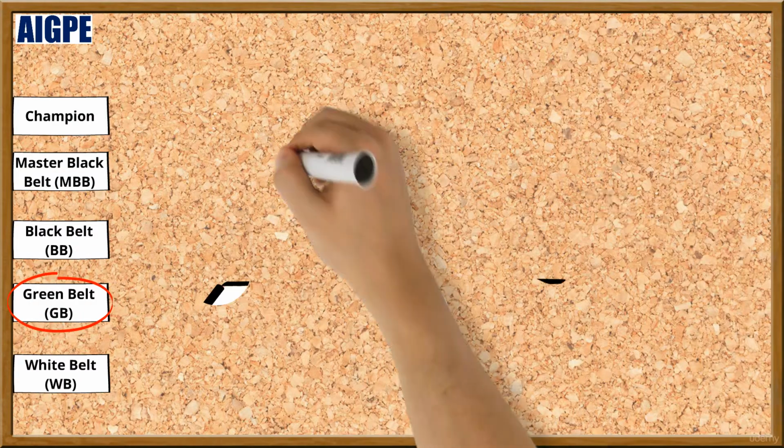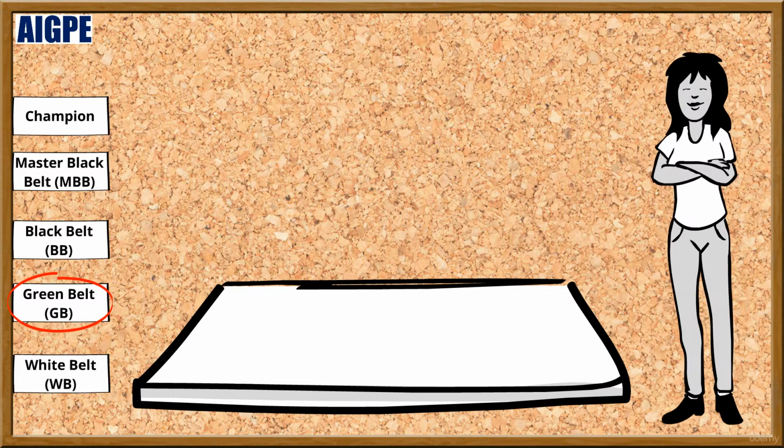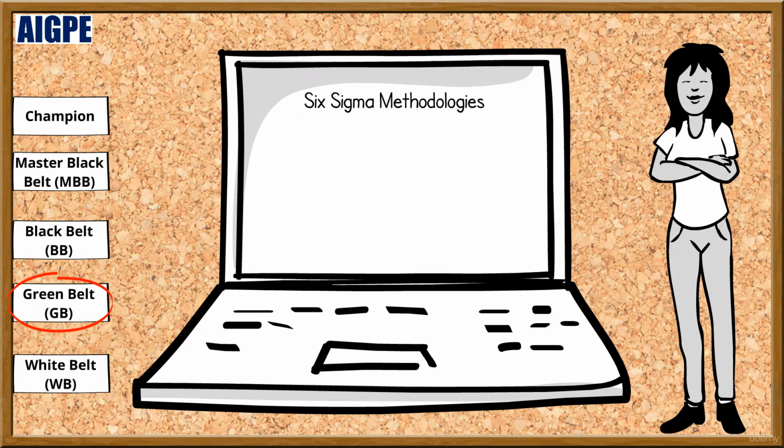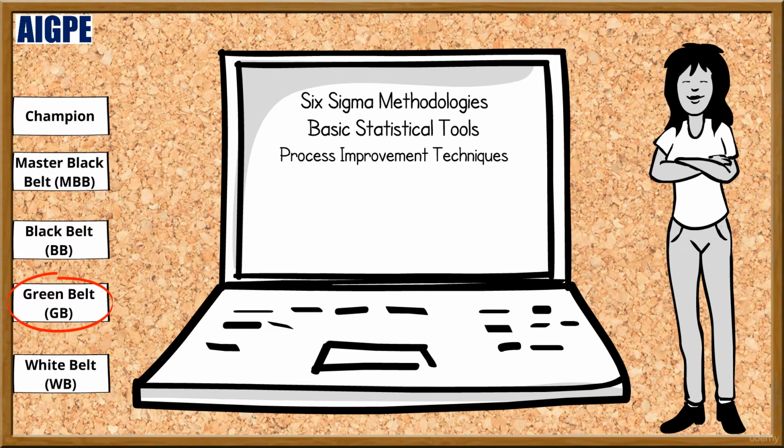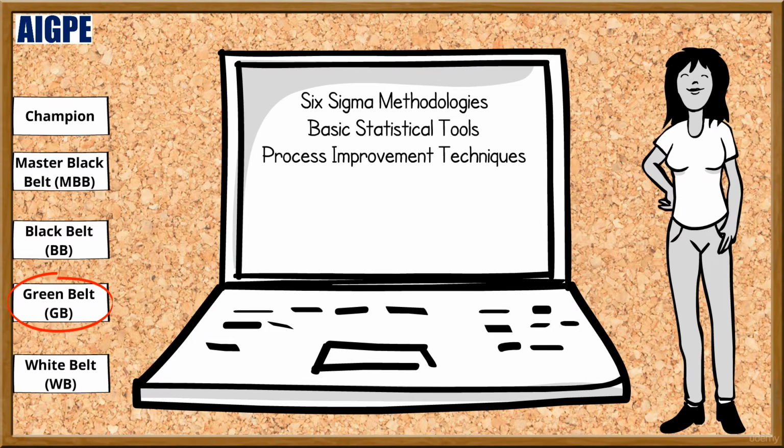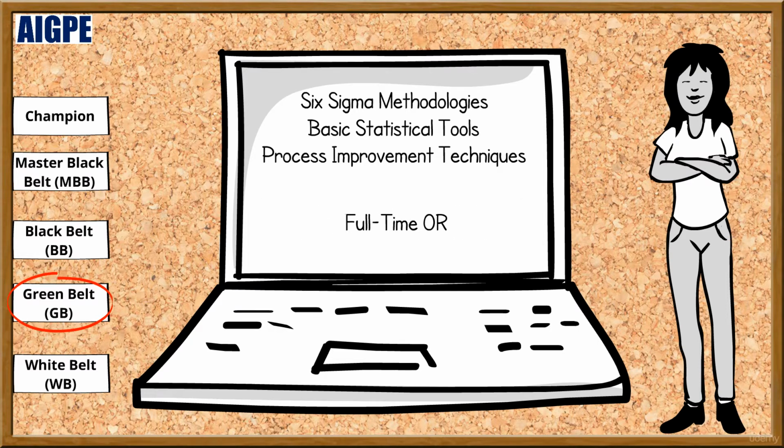Green Belt. Green belts are individuals trained in Six Sigma methodologies, basic statistical tools, and process improvement techniques. This is typically a full-time position. However, some organizations make this part of an existing job responsibility.